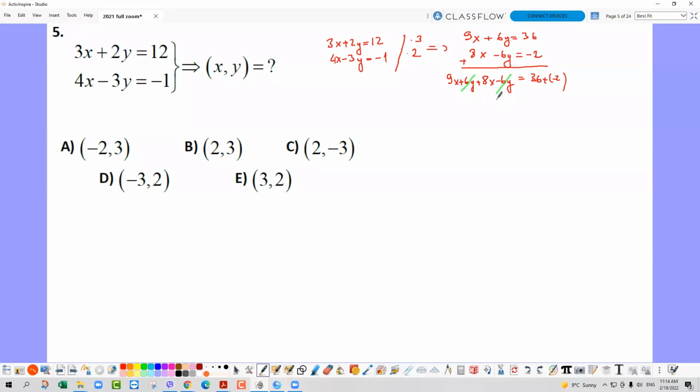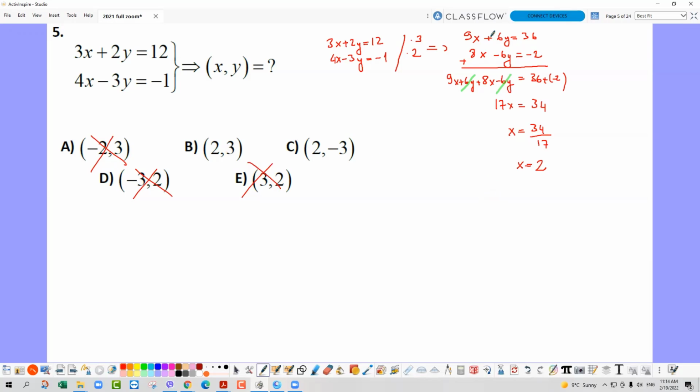9x plus 8x is going to be equal to 17x. And 36 plus minus 2, 36 minus 2, is equal to 34. So x is going to be equal to 34 over 17, and x is equal to 2. So these are not 2 as an x. The first one is the x value and the y value here. So these are eliminated. And here 3 or minus 3, we are going to try to get that one.